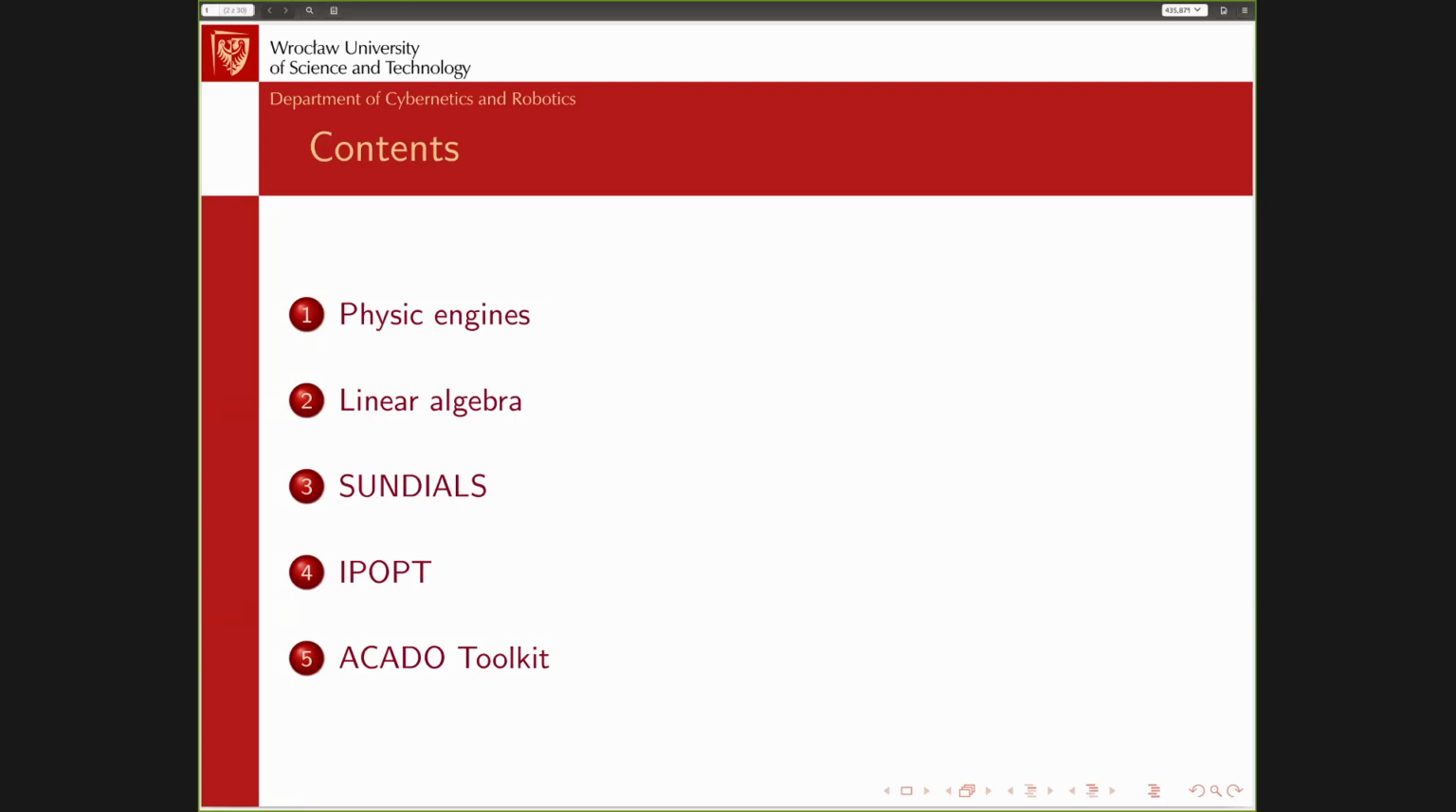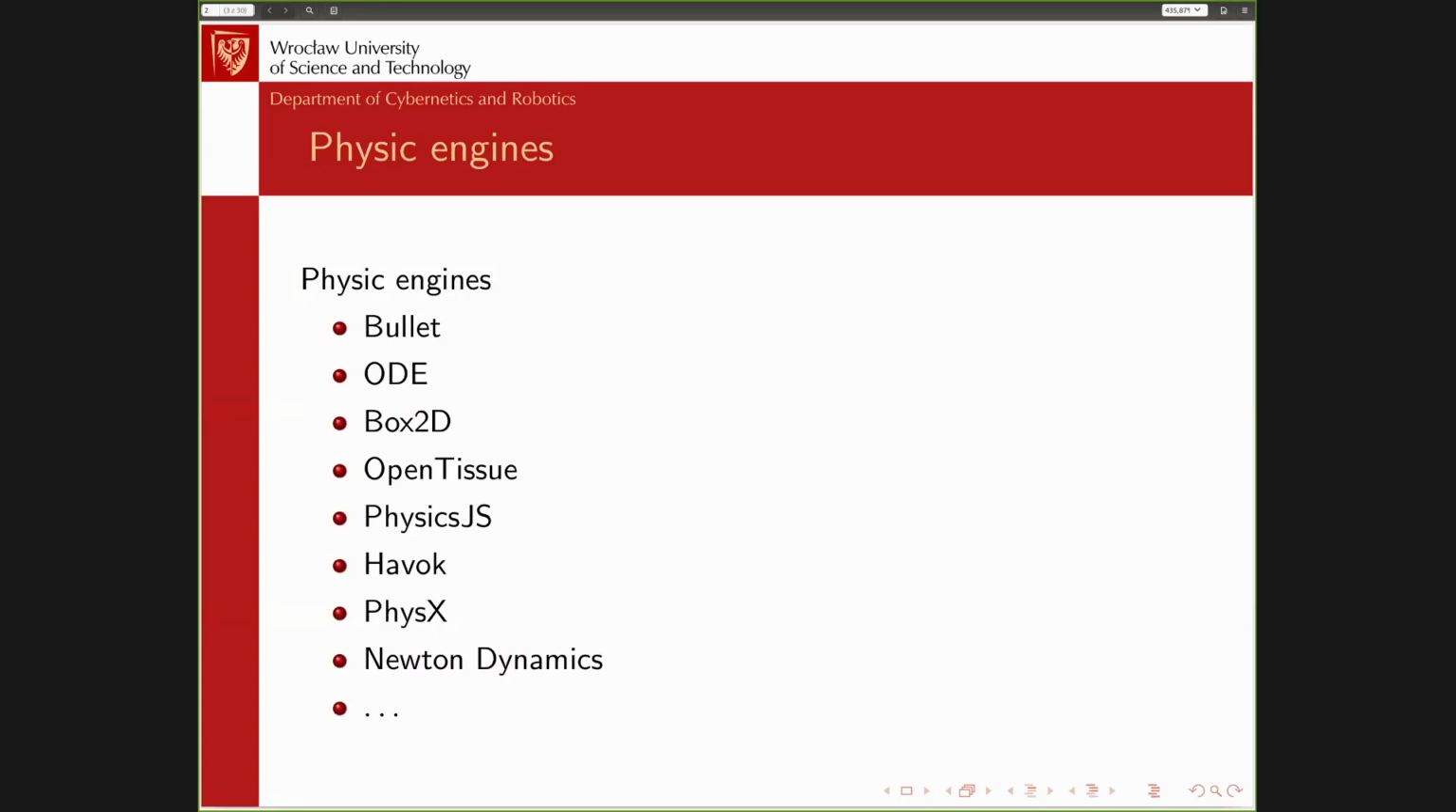There is IPOPT. This is a library for nonlinear optimization with nonlinear constraints, written in C++. And last is the CasADi toolkit, which is a kind of interesting library for model predictive control and moving horizon estimation, but not only. I will show what it is capable of doing. Okay, so let's start with the physics engine.